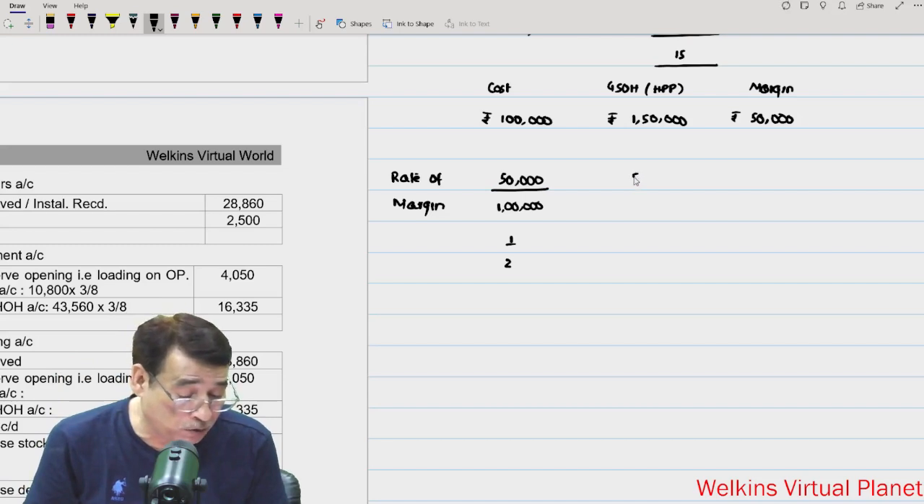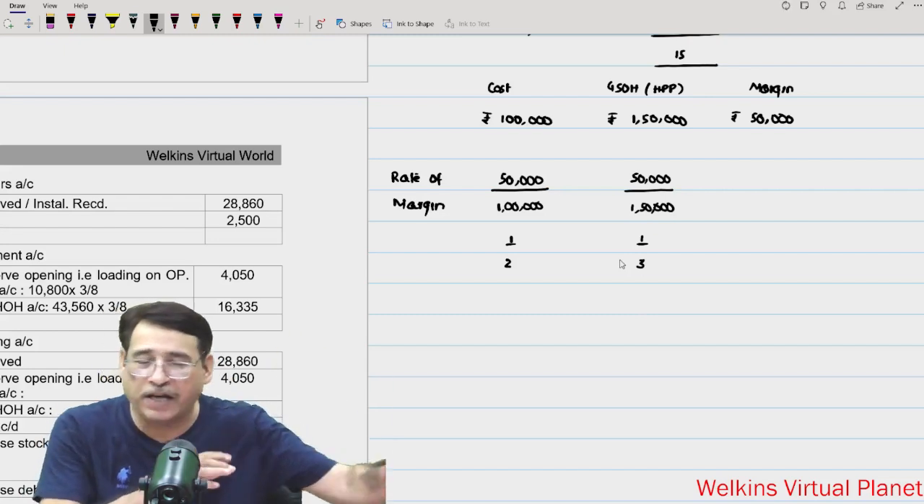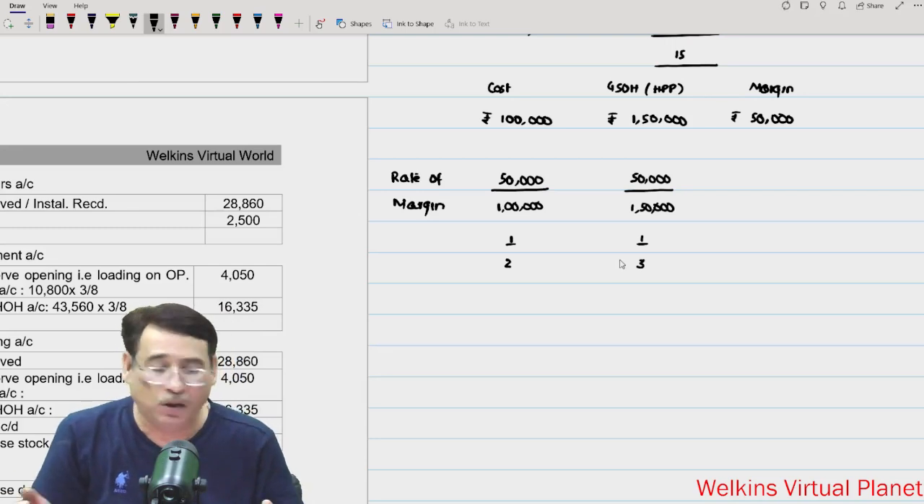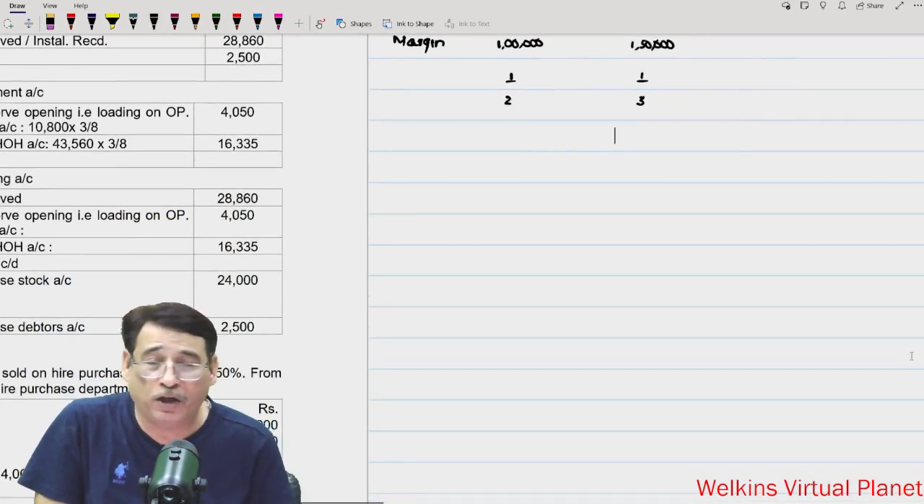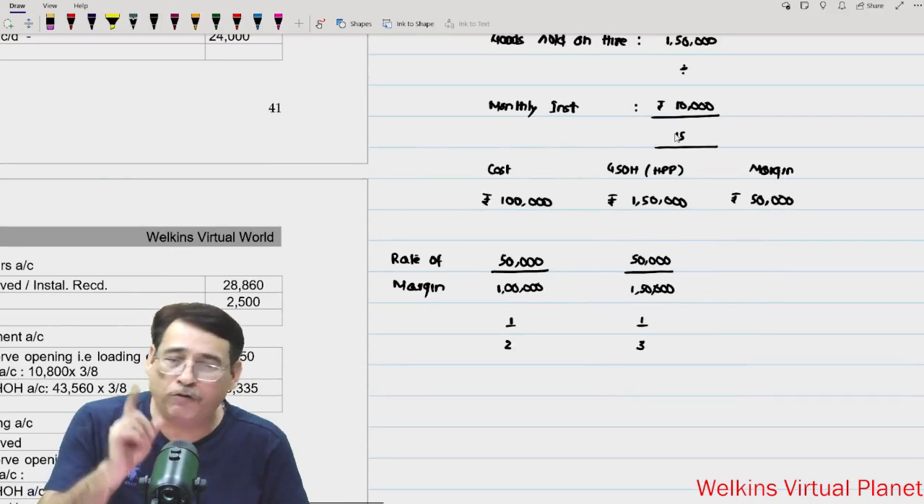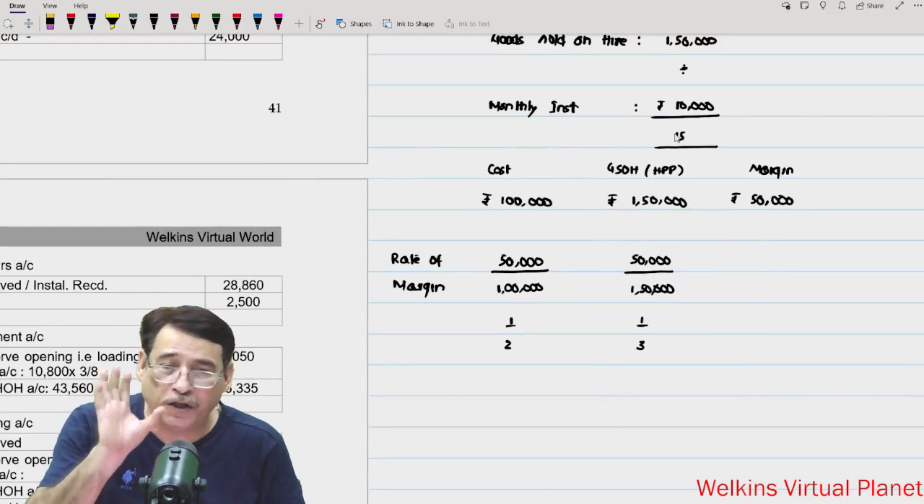Similarly, we can also compute rate of margin on higher purchase price. Because higher purchase price is 1,50,000 and I'm earning a profit of 50,000. So that means my rate of margin is 1/3. Correct? That means if higher purchase price is 3, in that I am getting a margin of ₹1, so my cost will be 2. So these things you need to keep in your mind, number one. And second point, we have already seen that the purchaser is supposed to pay us 15 installments. What is the amount of one installment in this case? Amount of one installment is rupees 10,000.